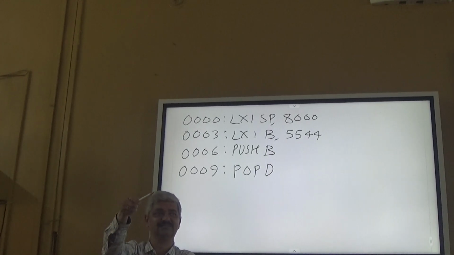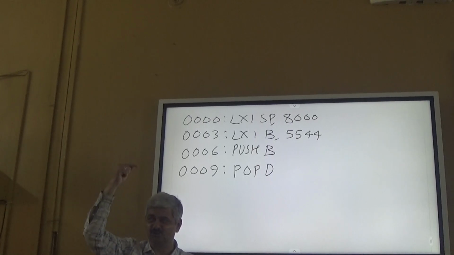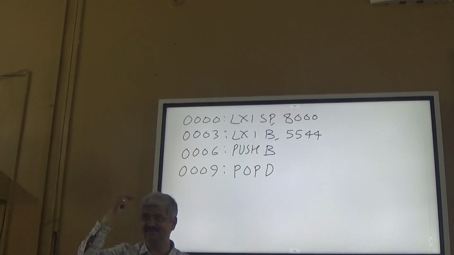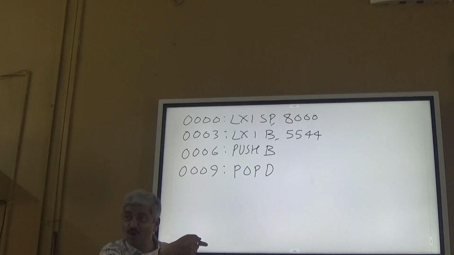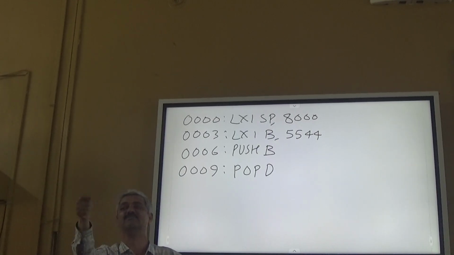Exact reverse. Right? So decrement and store higher byte, decrement and store lower byte. Reverse sequence: load lower byte and increment stack pointer by 1, and again load higher byte and increment stack pointer by 1. Is it clear?